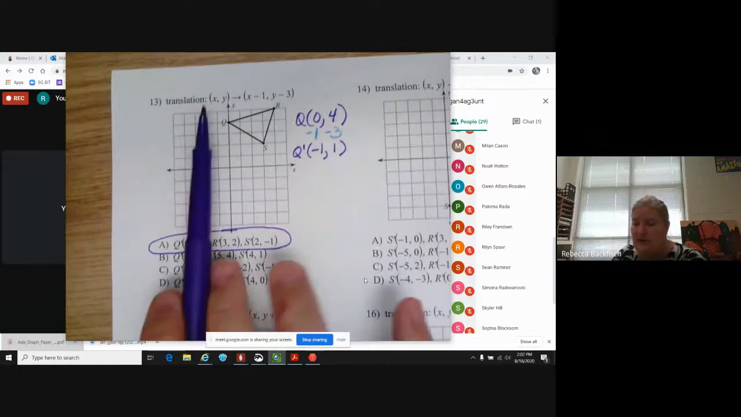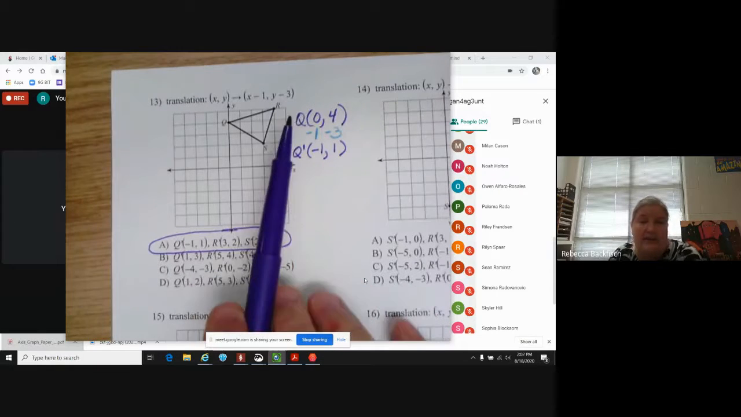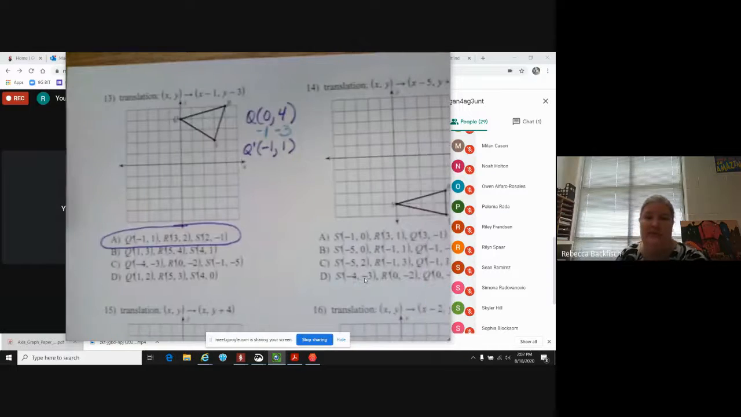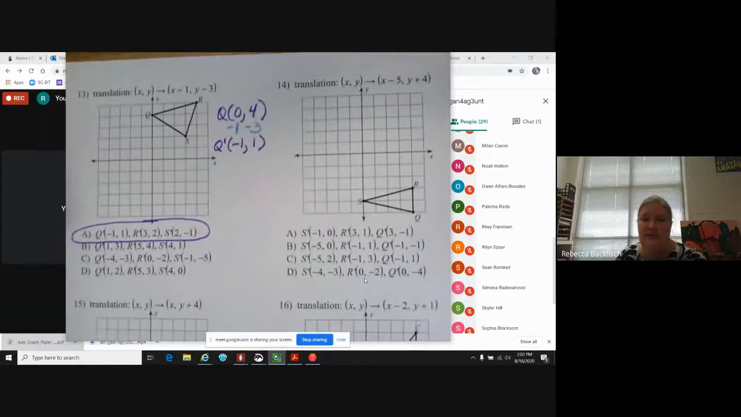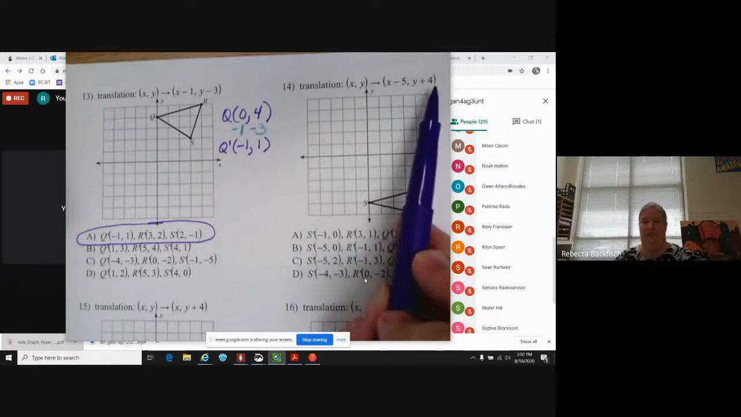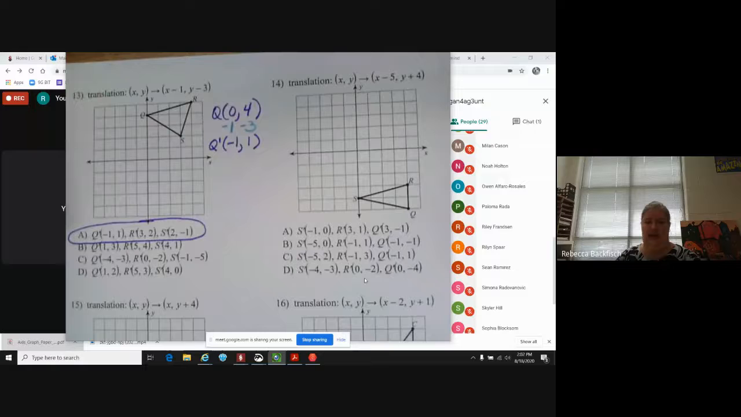So the rule for a translation really just tells you exactly what to do to the old x and y, to the pre-image x and y values. Okay, so let's look at this one, number 14. Let's all do just point R. Figure out the coordinates for point R, and then go ahead and do this to point R. I will wait for you.